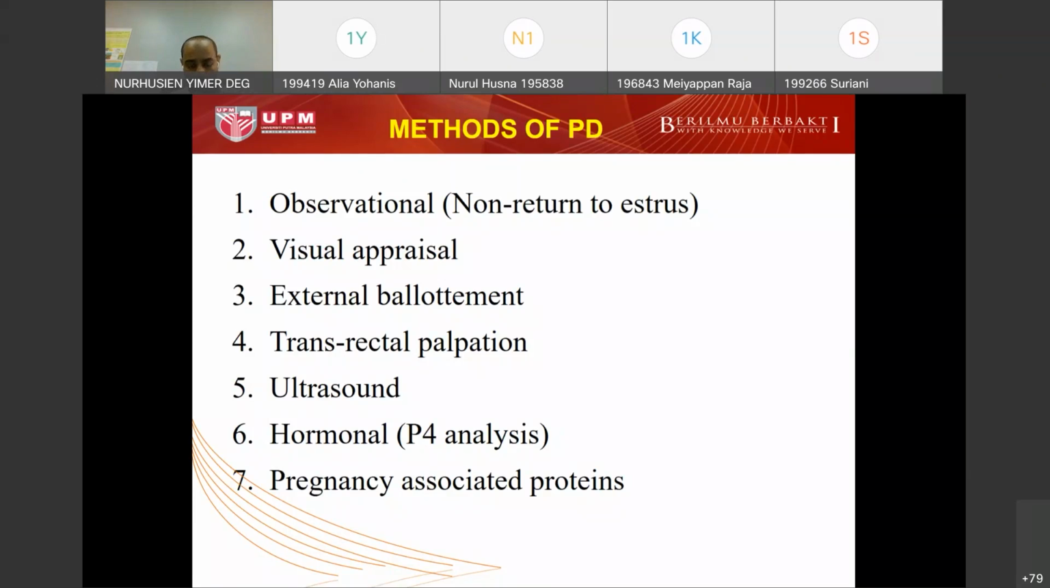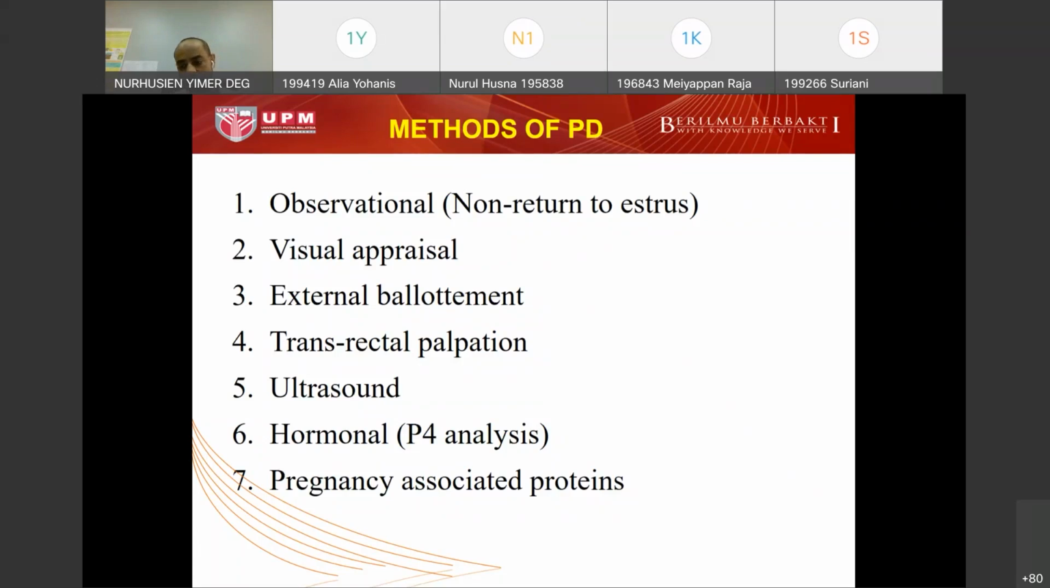But of course, we need to know how we can perform pregnancy diagnosis. What kind of methods do we have, right? So these are some of the list of options that we have and that can be applied to diagnose pregnancy in animals. So one of the things is obviously observational, non-return to estrus is one of the methods. And then we have visual appraisal. This is something that you can observe from a distance, looking at the different changes in the body.